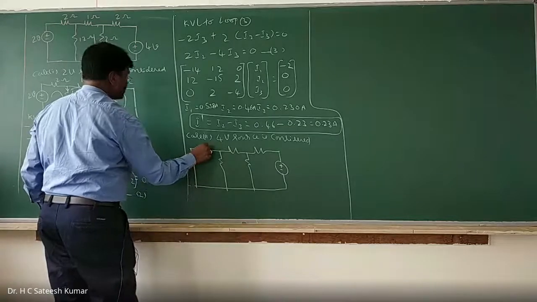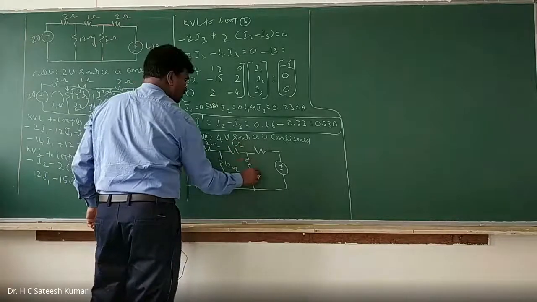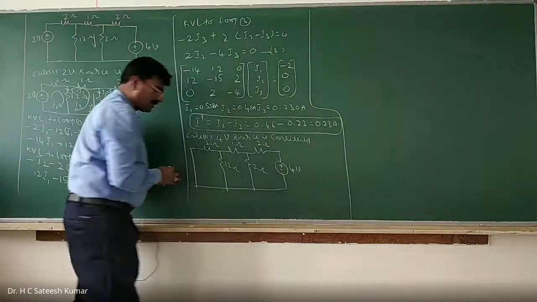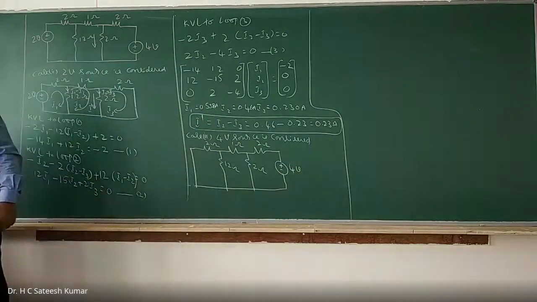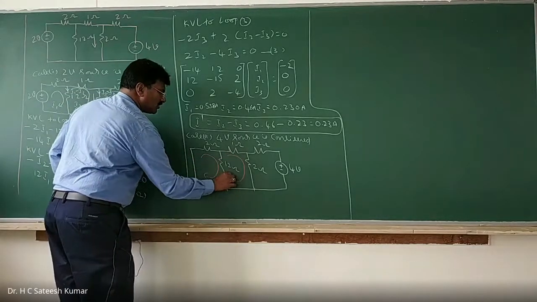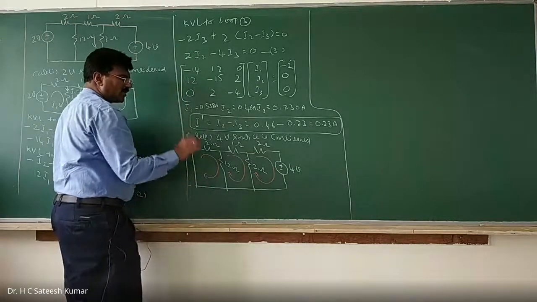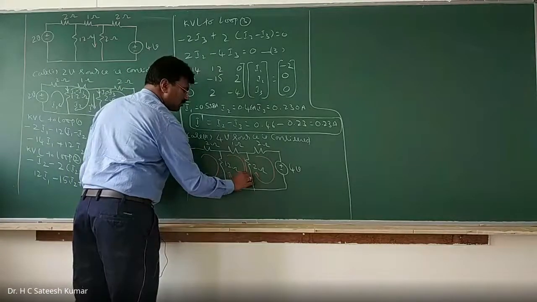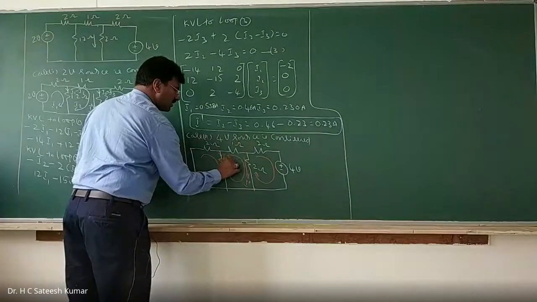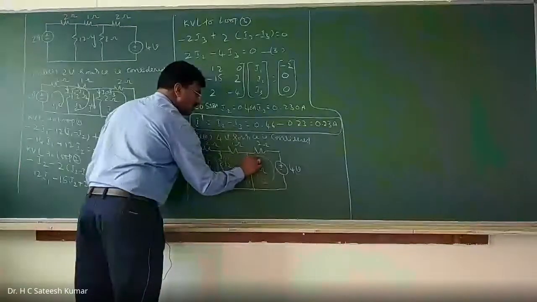This is 2 ohm, 12 ohm, 1 ohm, 2 ohm, 2 ohm, 4 volts. Apply KVL or any method you can use to find out the current. You can use source shifting, mesh analysis, or nodal analysis. Anything is fine, but we need to find the current. The current in the 2 ohm, I'll call I double dash. This current is I1 minus I2. Since this is I1, this is I2, this is I3, this current is I2 minus I3.